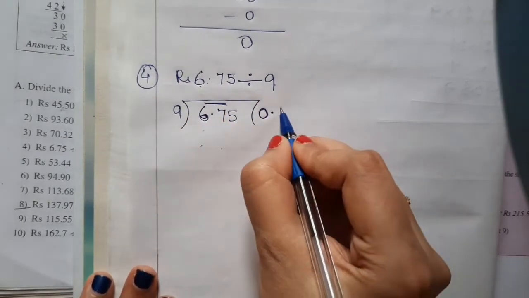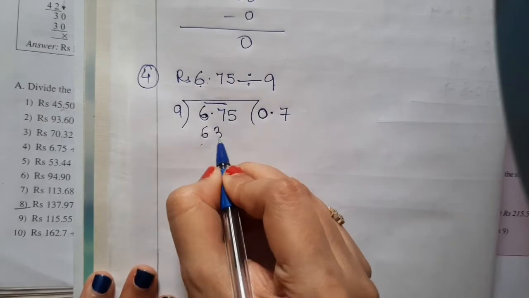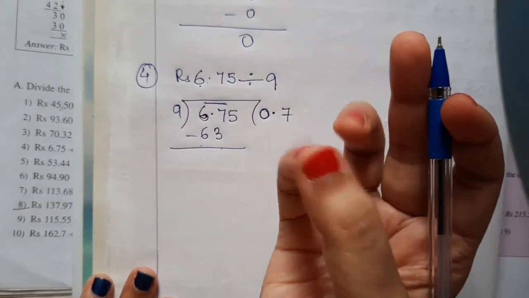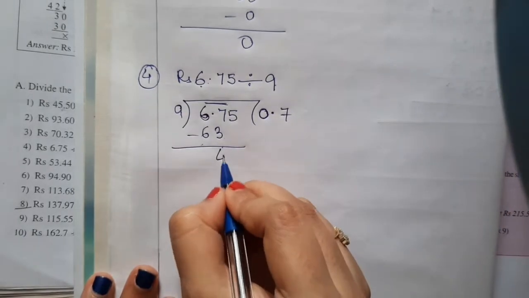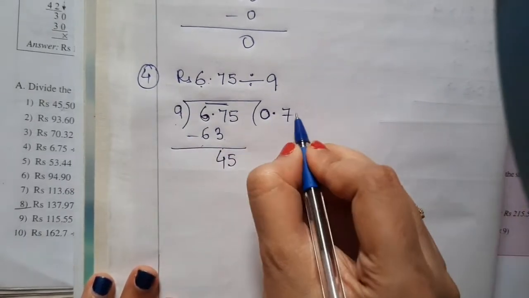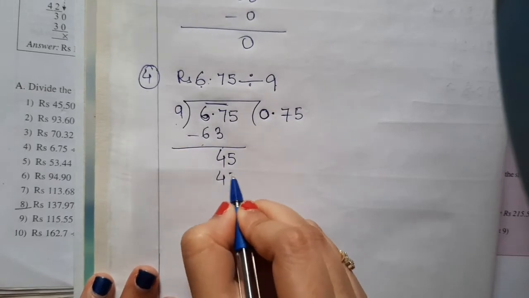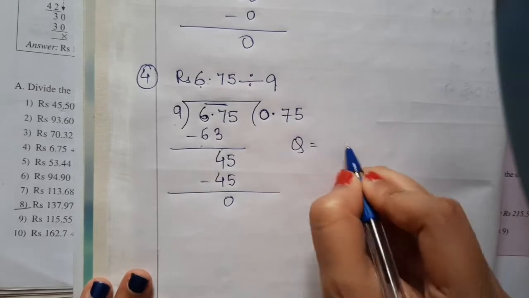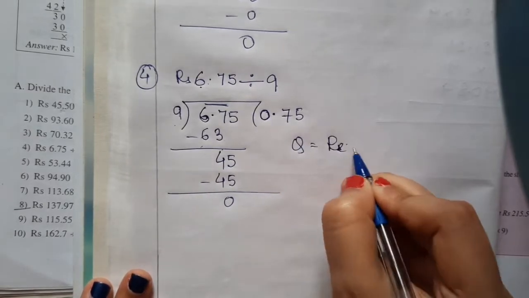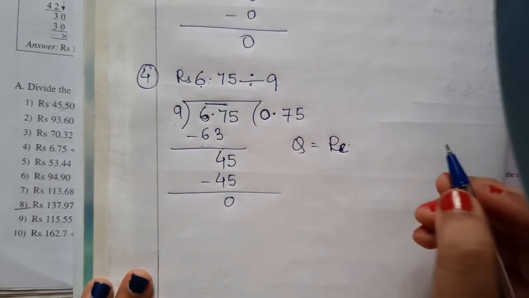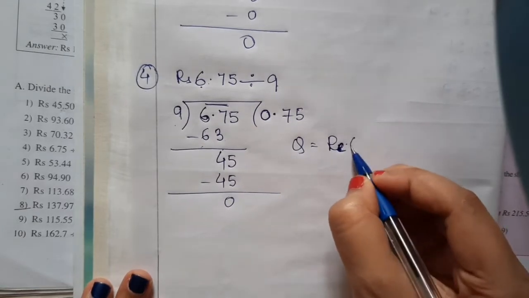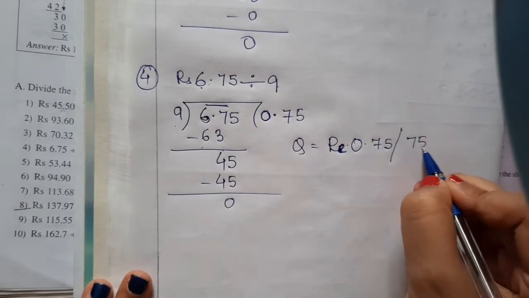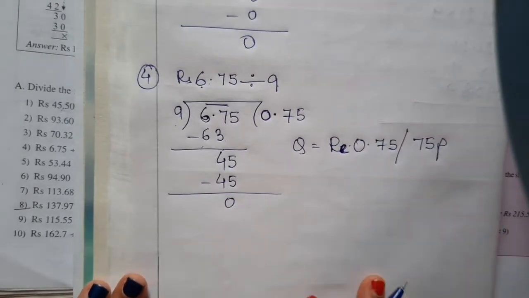9 7s are 63, minus 63, 67 minus 63 is 4. Then 45, you already know, 9 5s are 45, done, 0. So our quotient becomes rupees, re. I told you when the number is less than 1, you have to write re. Re 0.75 or 75 pies, whatever you want to write, 75 pies.